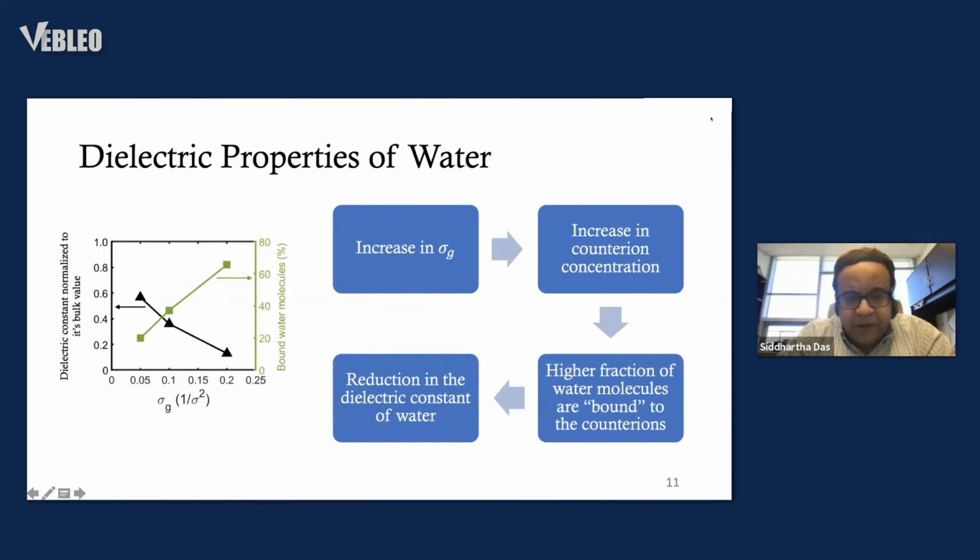Next, we come to the dielectric properties of water. As you increase the grafting density, we find that the dielectric constant of water goes down. Why? Because an increase in the grafting density means an increase in counter-ion concentration. So as you increase the counter-ion concentration, more water molecules would be bound to the counter-ions on average. If you compare the total number of bound versus free water molecules, the number of bound water molecules will be more, leading to a reduction in the dielectric constant of water, because the dielectric constant of water depends upon the number of non-bound or mobile water molecules.